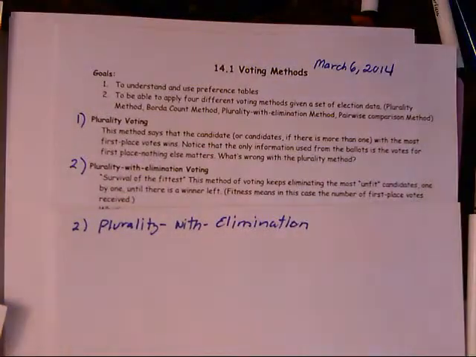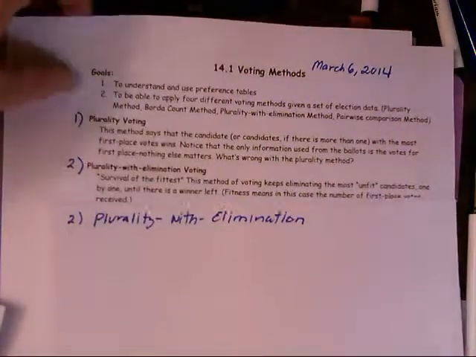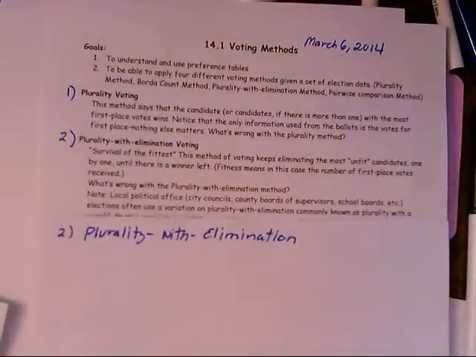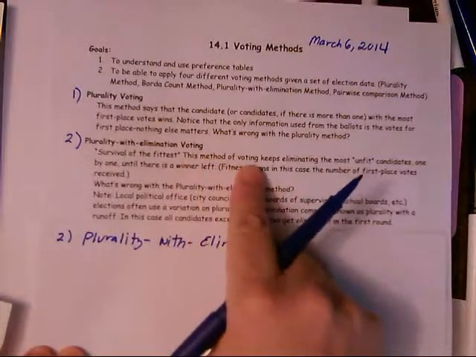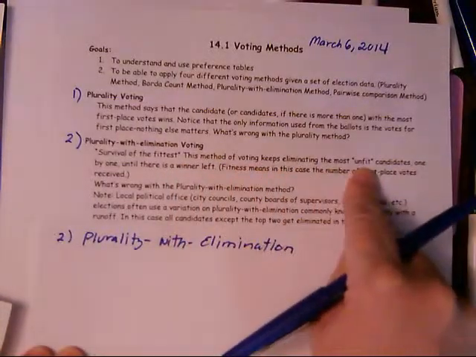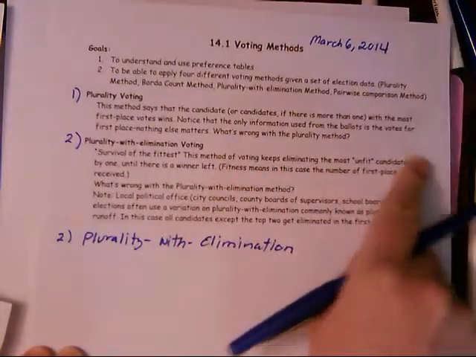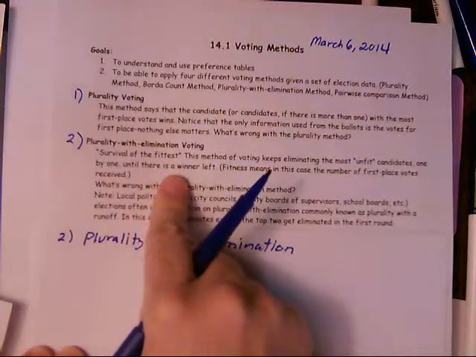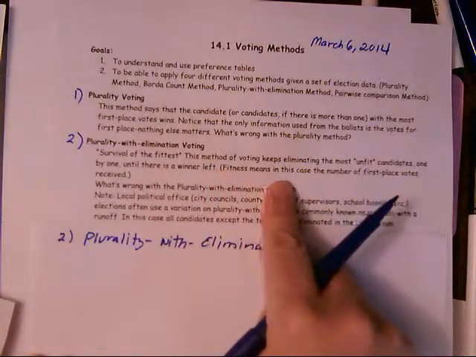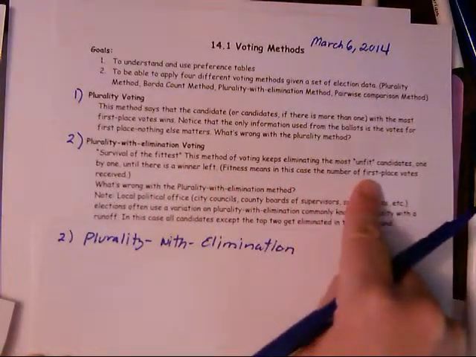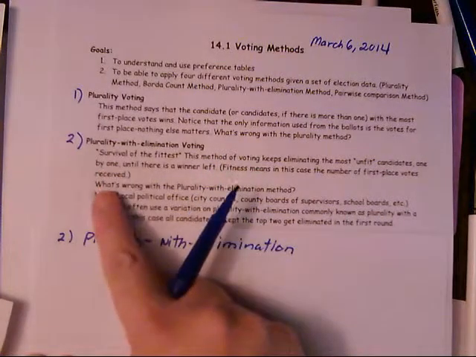And I'm not sure this is the order that they introduce these in the book. It doesn't really matter, of course. This method is like survival of the fittest. This method of voting keeps eliminating the most unfit candidate, one by one, until there's a winner. So they take the biggest loser, so to speak, the one who has the least votes, and eliminate them. Fitness means, in this case, the number of first place votes received.